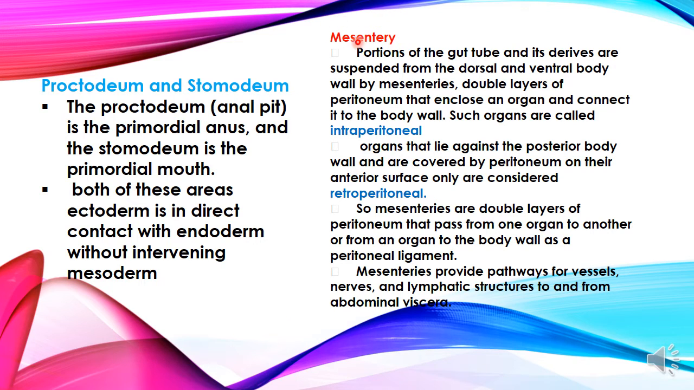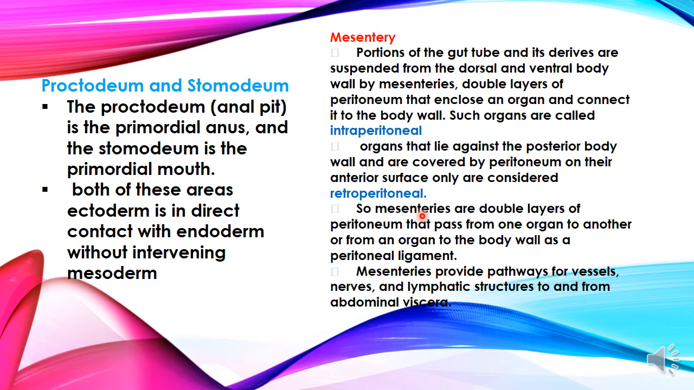The mesentery. Portions of the gut tube and its derivatives are suspended from the dorsal and ventral body wall by the mesenteries. These mesenteries are double layers of peritoneum. Their function is to enclose an organ and connect it to the body wall. Such organs are named intraperitoneal. The retroperitoneal organs lie against the posterior body wall and are covered by peritoneum on their anterior surface only.